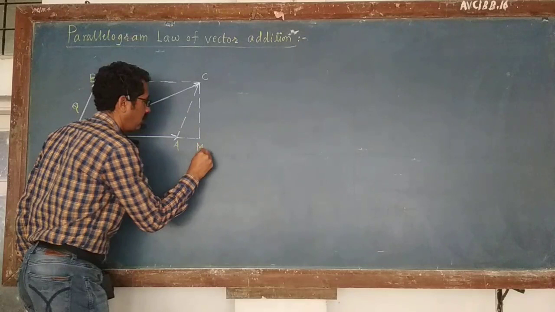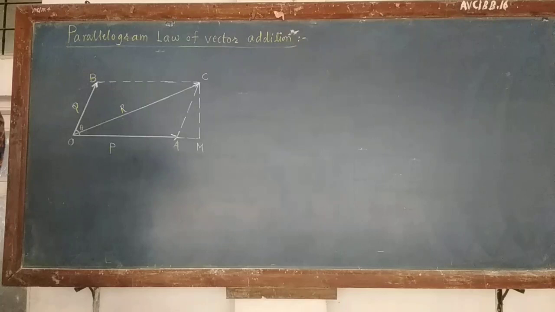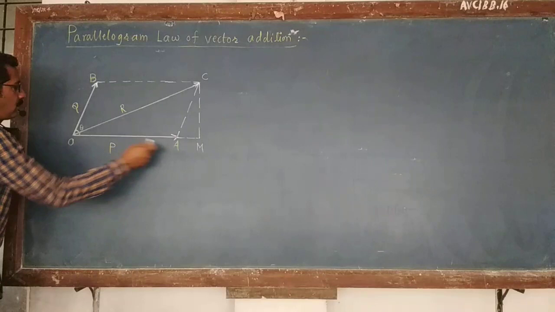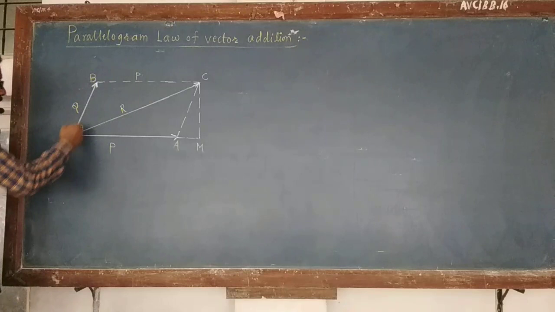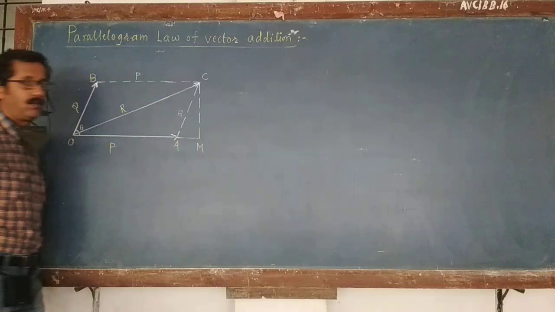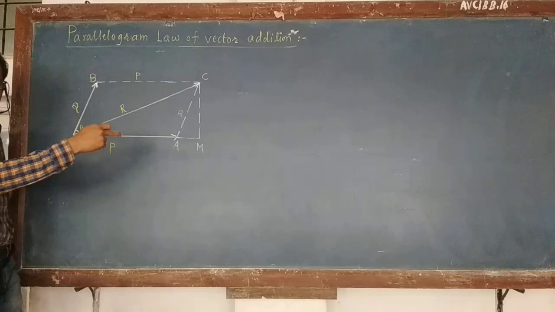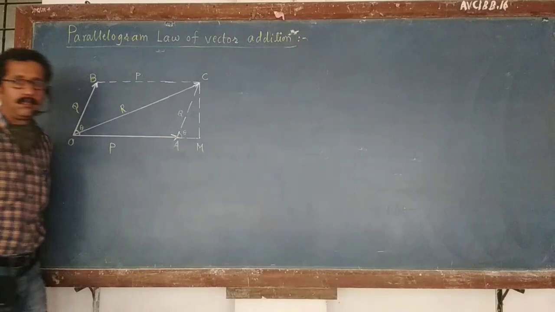In a parallelogram, the opposite sides are parallel as well as equal. So if this has magnitude P, this opposite side also has magnitude P, and if this has magnitude Q, then AC also has magnitude Q. And if these two are parallel lines and OA is a transversal, then this is angle theta, so the corresponding angle has to be equal to theta. I think I am very clear about this.